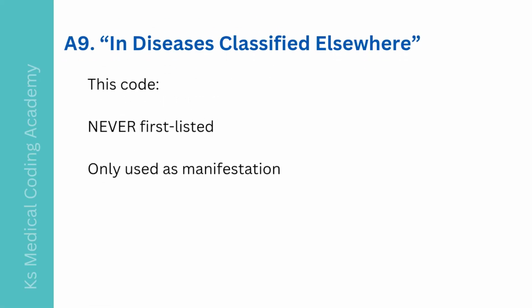In diseases classified elsewhere. Codes labeled "in diseases classified elsewhere" are manifestation codes and should never be first listed. They must be sequenced after the underlying condition.